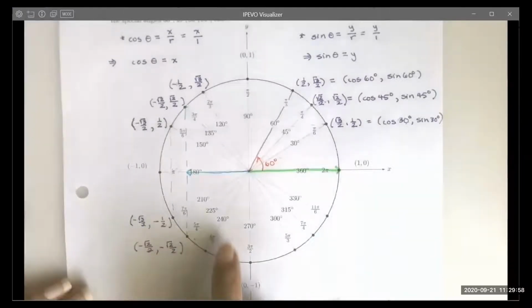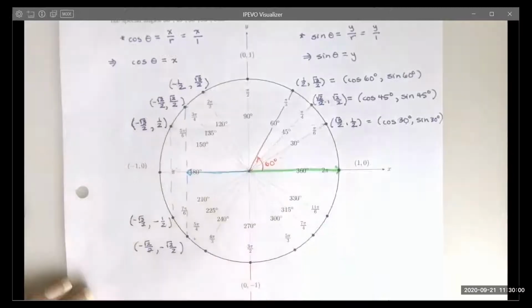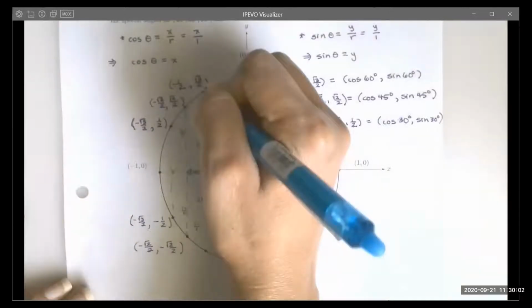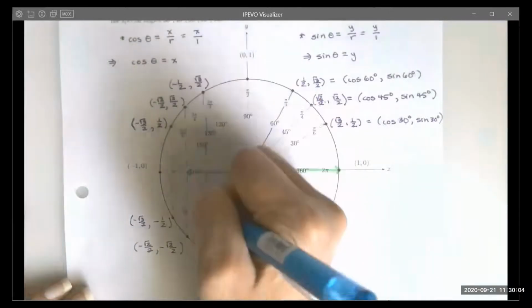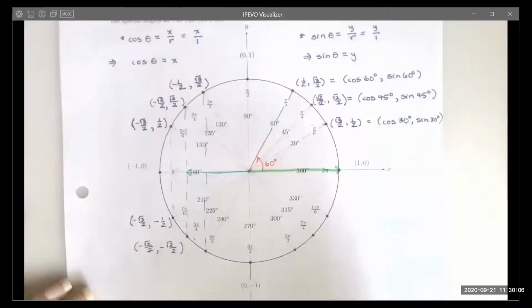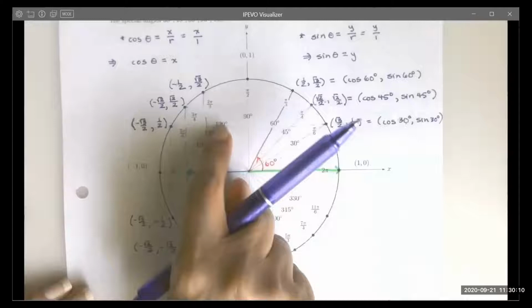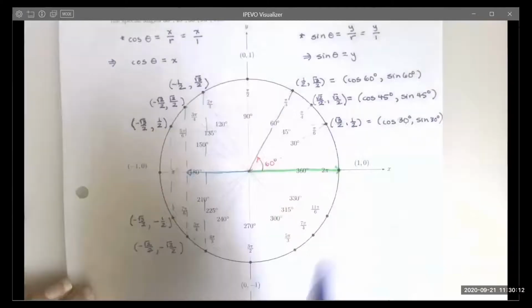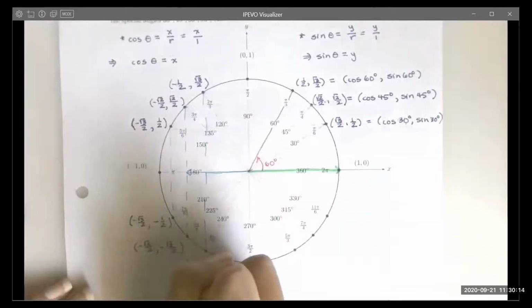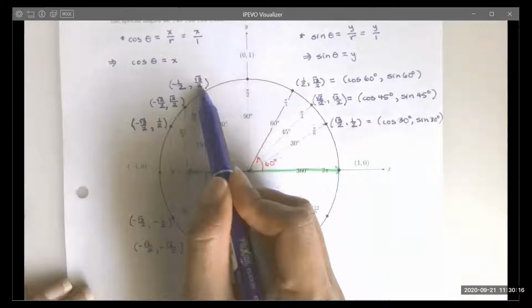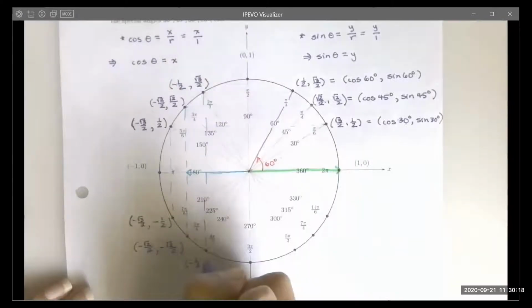And then finally for 240, the point that reflects from the second quadrant down into this point on the third quadrant would be the one corresponding to 120. So it would have the same x value of negative 1/2 and a negative y value, so negative radical 3 over 2.